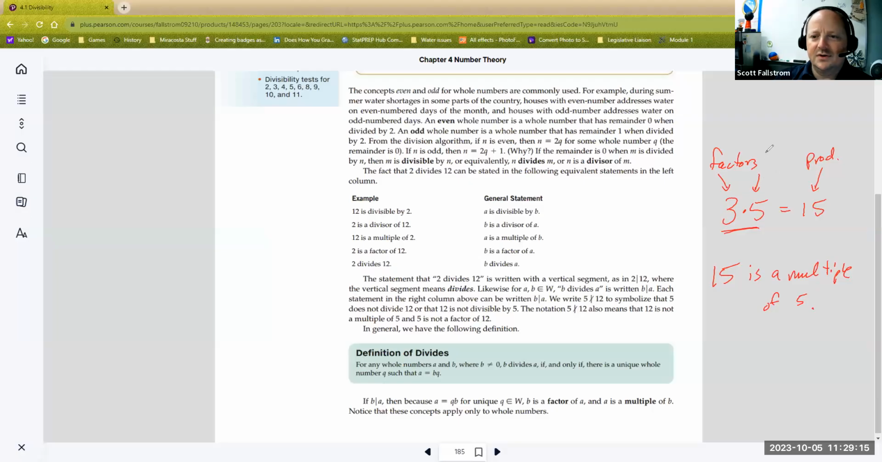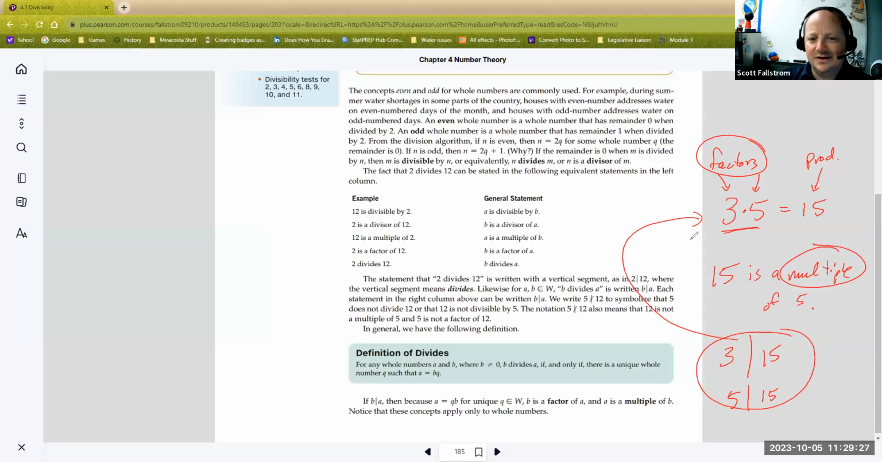So here are the words that we use: factor, multiple, and we would also say 3 divides 15. We could also say 5 divides 15. Again, because if it divides like these do, I can rewrite it so that I can show a single multiplication with no remainder. Right, let's clear those off and move on to the next component.